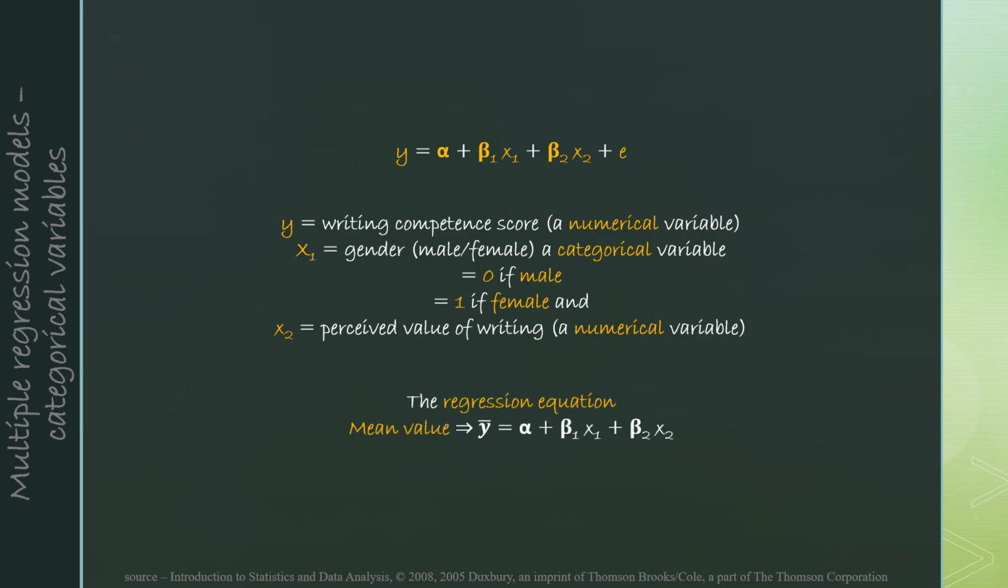The regression equation which provides the average or the mean value y bar equals alpha plus beta 1 multiplied by x1 plus beta 2 multiplied by x2. Note, we have considered a regression model where the independent variables x1 and x2 do not interact.